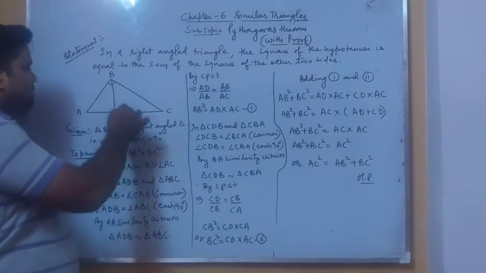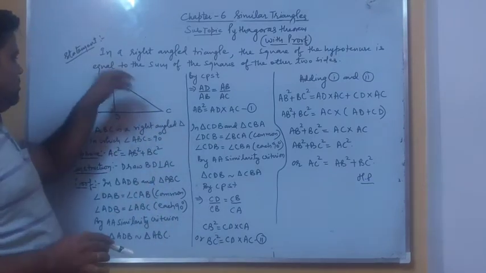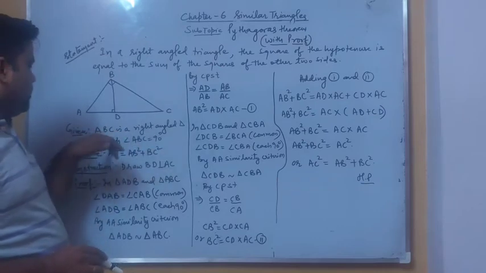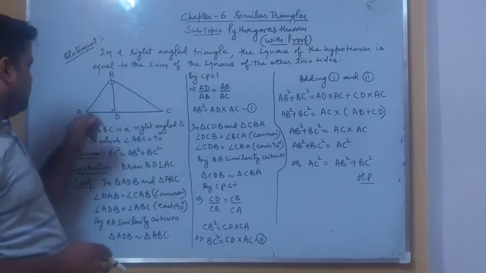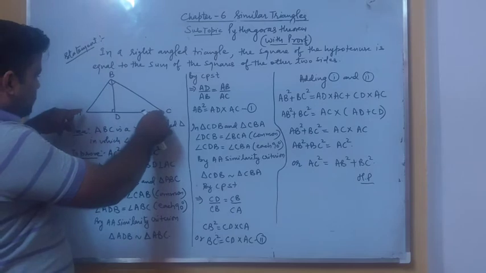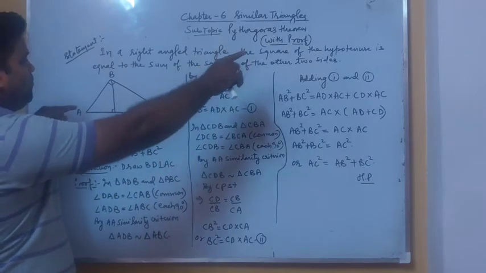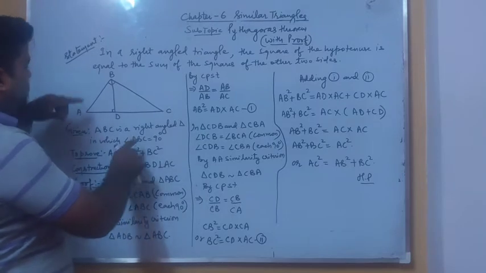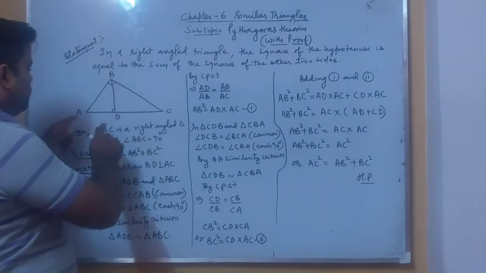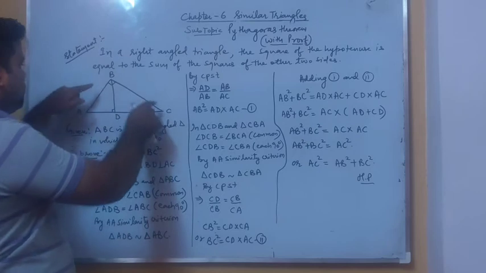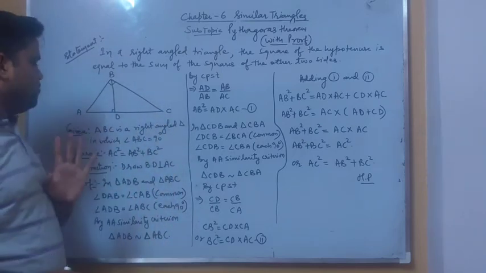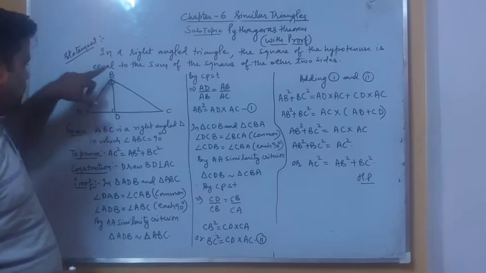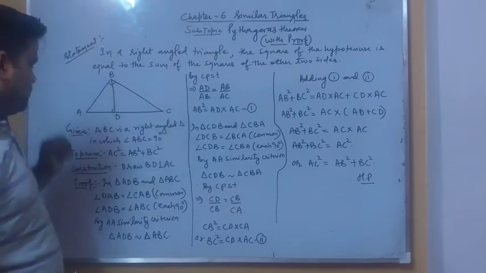First of all, we draw a right angle triangle. Here angle B is the right angle. Given ABC is a right angle triangle in which the angle ABC is 90 degree. We have to prove that the square of the hypotenuse, so here AC is the hypotenuse, is equal to the sum of the squares of the other two sides. Means we have to prove that AC square equal to AB square plus BC square. We have to prove this. So for this we do construction. We draw BD perpendicular to AC.